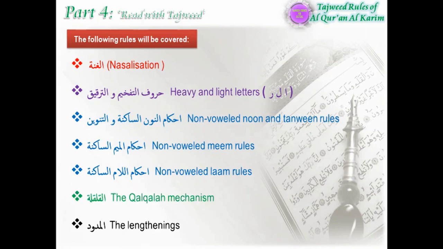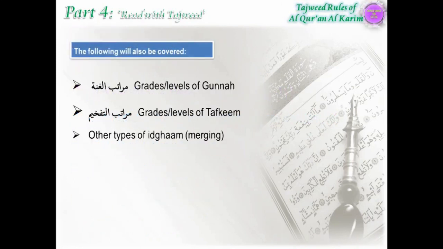We will also cover the Qalqalah mechanism, القلقلة, and المدود, which are the lengthenings. And there are various different mudud that come under this heading. So, inshallah, we will look at each one in a separate lesson in more detail, inshallah. We will also cover the grades, levels of Gunnah, مراتب الغنة. We will look at the grades or levels of Tafkeem, the letters, so when it's the heaviest and when it's the lightest. مراتب التفخيم. And also we look at the other types of idghaam, the merging, inshallah.